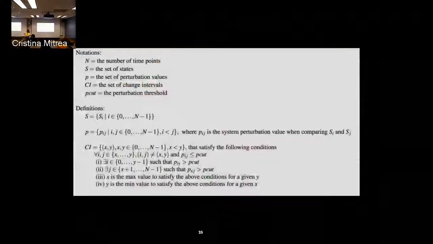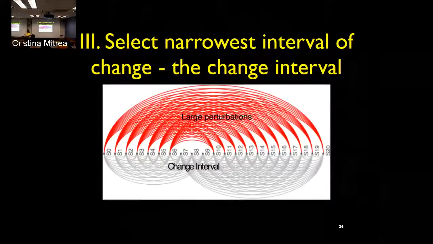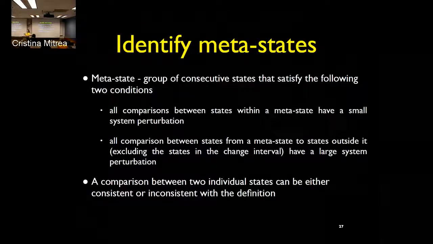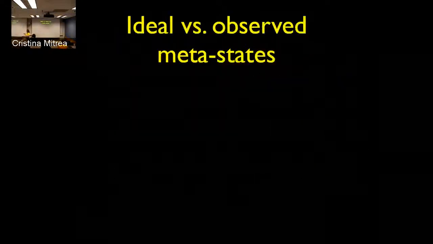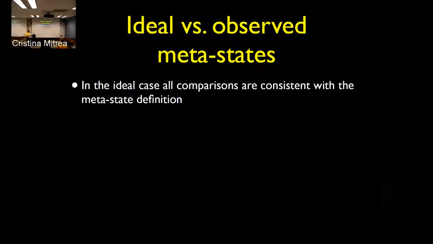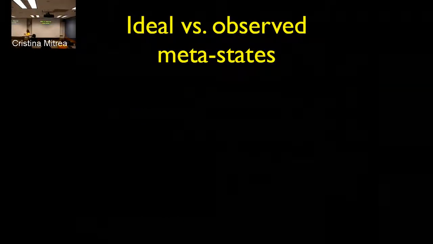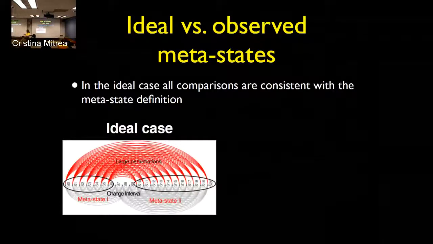So again, we can see this here. Everything that's between these states has a low perturbation. Everything that's between these states has a low perturbation. And everything that's from here to here has a high one. So that's how we defined the metastates, because that gave us the opportunity to see if this is real. In the ideal case, we would have exactly this situation. And this is the ideal case.